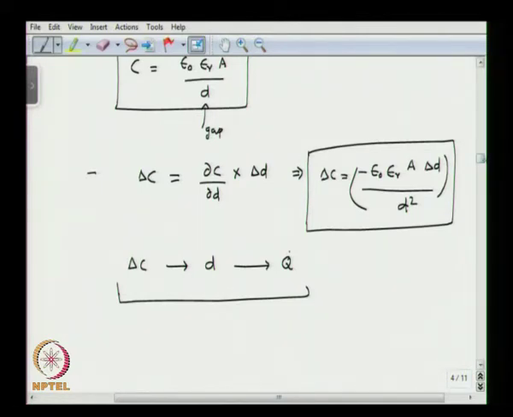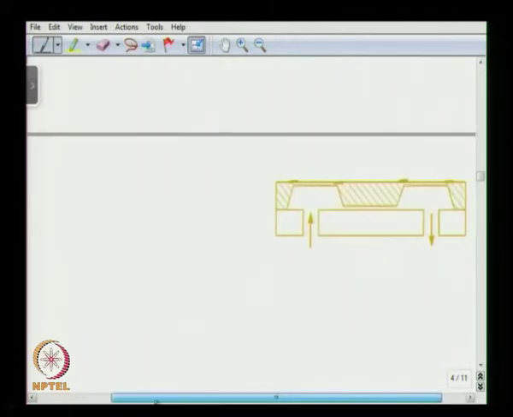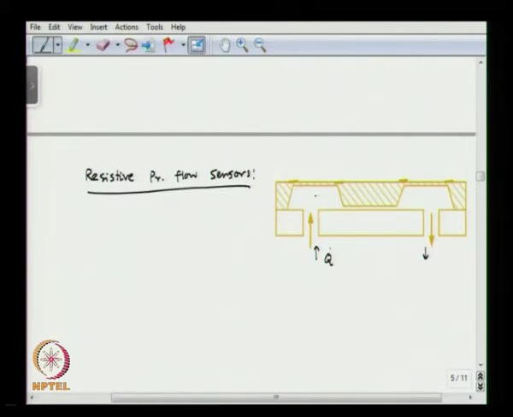Now, let us look at the piezo-resistive pressure flow sensors. Okay. So, similarly here we have flow rate Q coming in and going out, this is a chamber. So, as flow rate changes the pressure drop is going to change. So, the pressure inside this chamber is going to be modified.